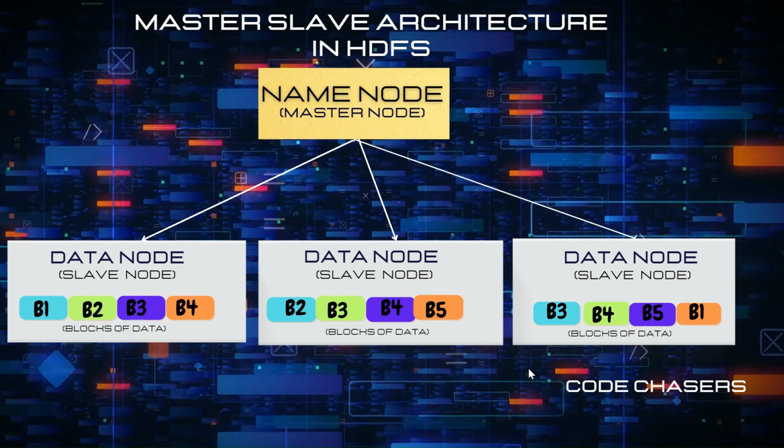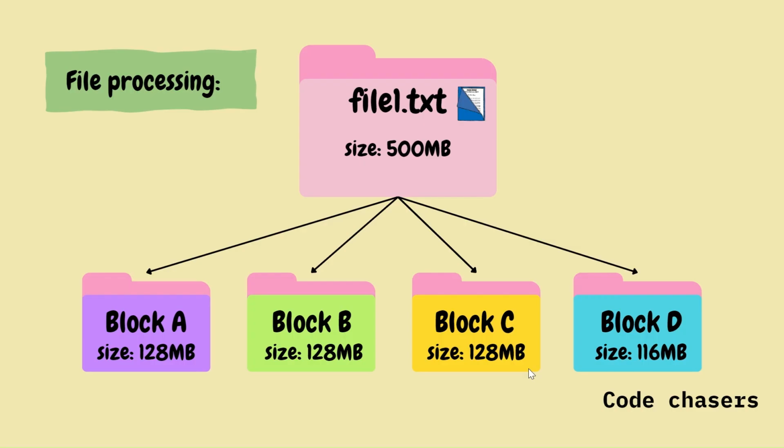The data node acts as a slave node. It just follows the instructions given by the name node, that is the master node. The data node follows the instructions for creation or deletion of blocks of data. What is a block here? Suppose we have a 500 MB file. Now Hadoop will segregate this data in the following way. It will divide it into 4 blocks.